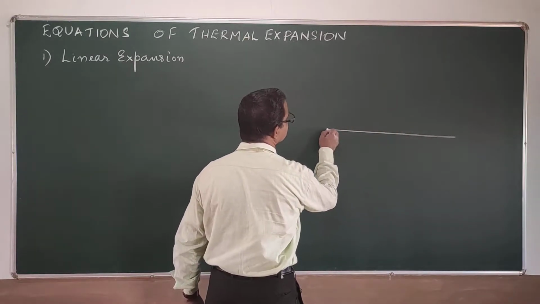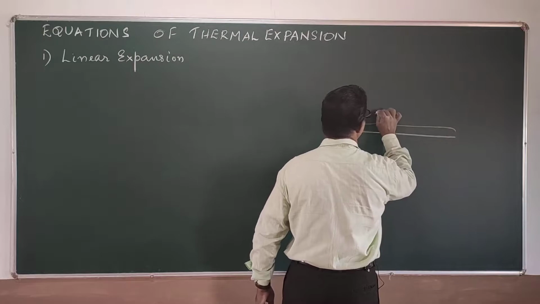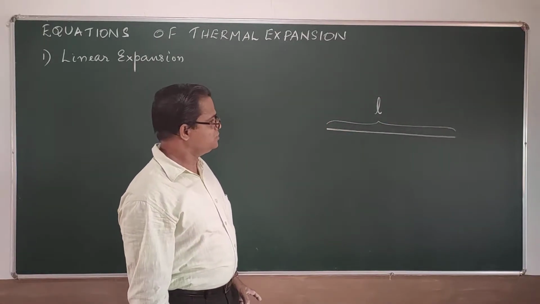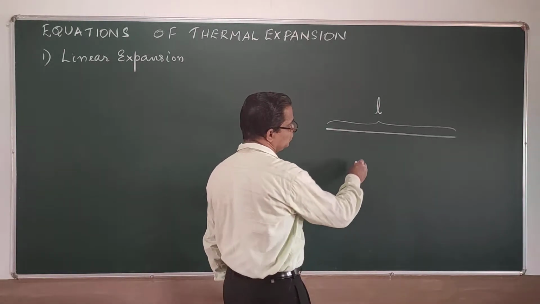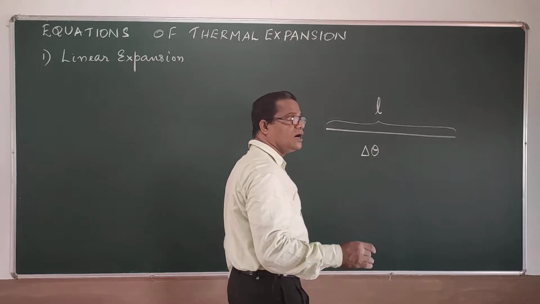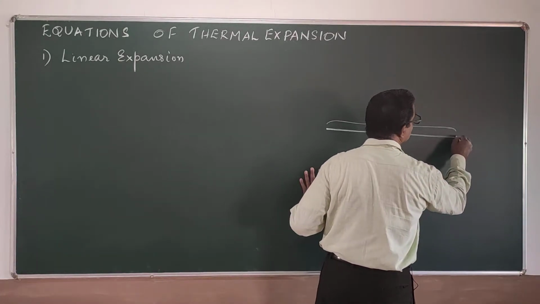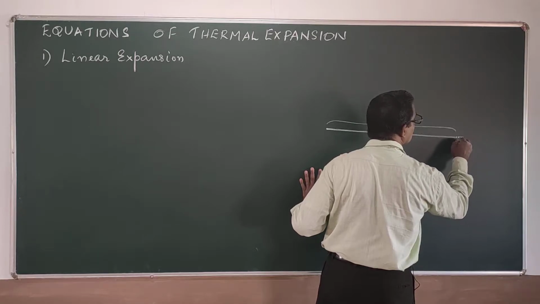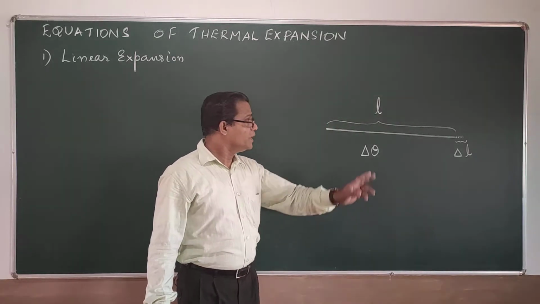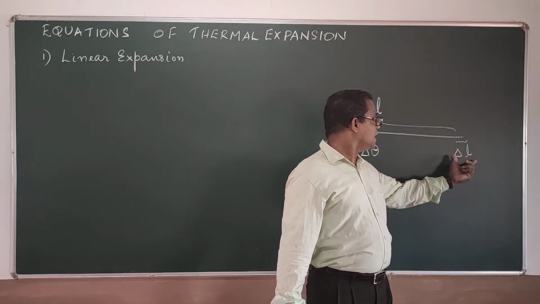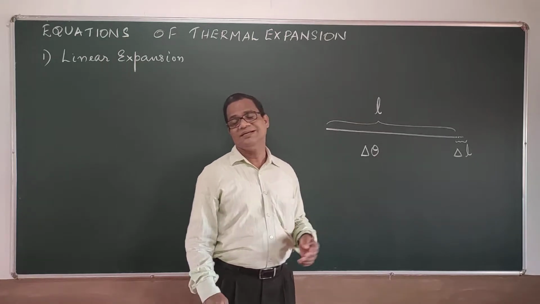thin long wire of length L, and if I heat it through delta theta increase of temperature, then it is found to expand through a very small portion, that is delta L. So L is the original length, delta L is the increase in length produced by the increase of temperature delta theta.